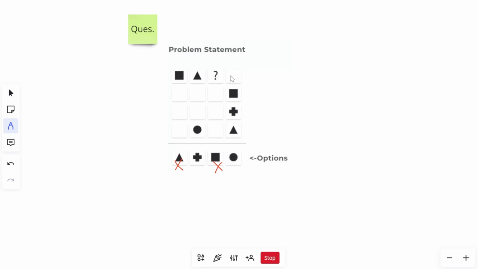So let's see, can we fit a plus here? Can we fit it? No, that is not possible. Why so? Because plus is already coming once, right? So the only option that we have is plus will come here and here circle will come. Okay. So that is why the answer for this question is the question mark will be replaced with plus. That is why the correct answer will be plus.